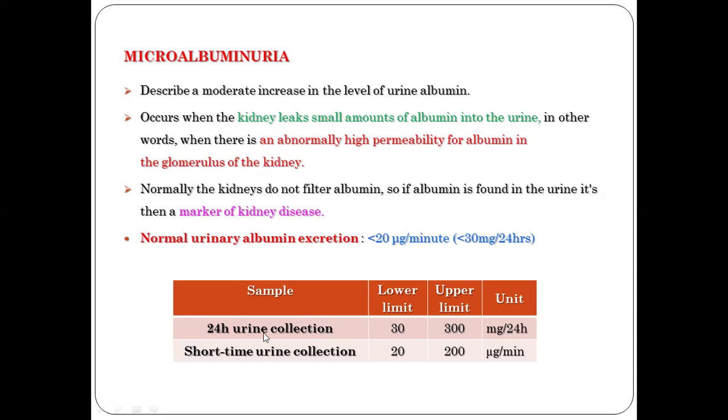If you are taking a short-time urine collection, and you are not going to prefer 24 hours, the value should be 20 to 200 microgram per minute. But generally, we prefer a 24-hour urine sample.